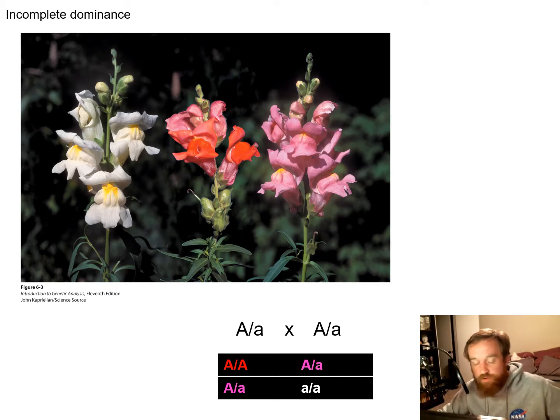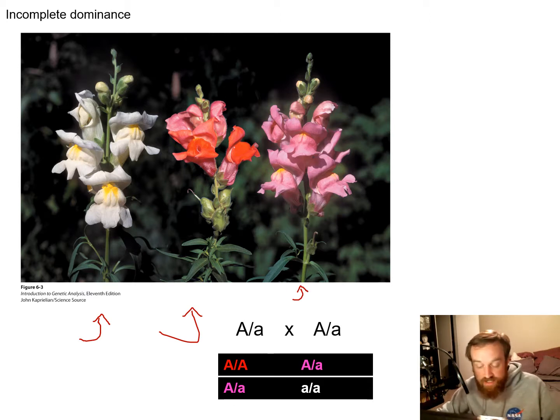So another layer that we're going to add to this Mendelian genetics is incomplete dominance. So incomplete dominance is this idea of taking two individuals that have kind of stark phenotypes. So in this example, we have a white flower and we have a red flower, and breeding them can lead to an intermediate phenotype, in this case, a pink flower.